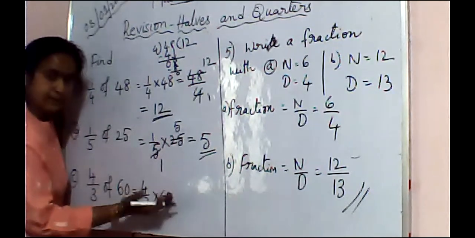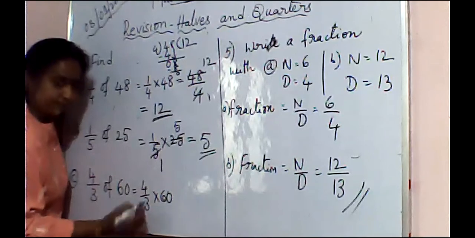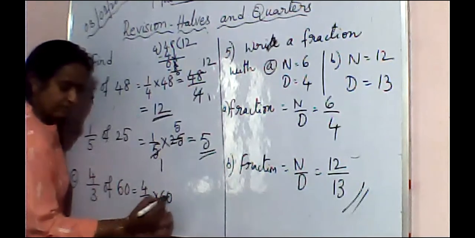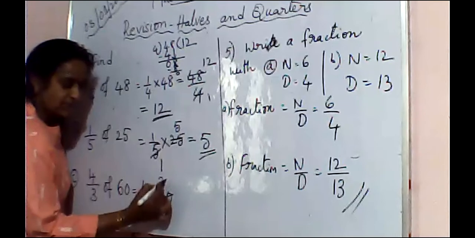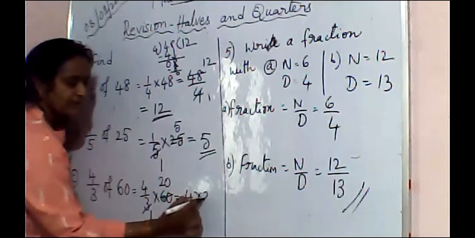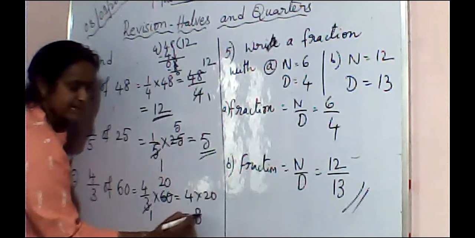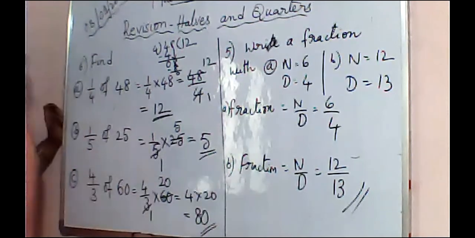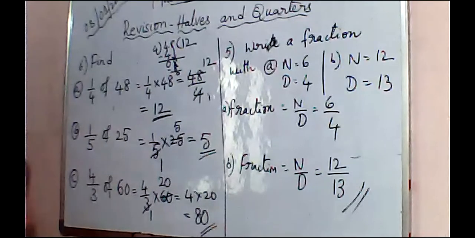Now, 4 by 3 into 60. 60 is in the numerator and 3 is in the denominator. 3 sixes are 18, how many times will it go? 20 times it will go. So now, 4 into 20. 4 twenties are 80. So 4/3 of 60 means 80.